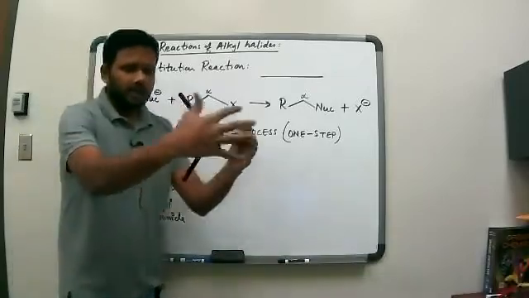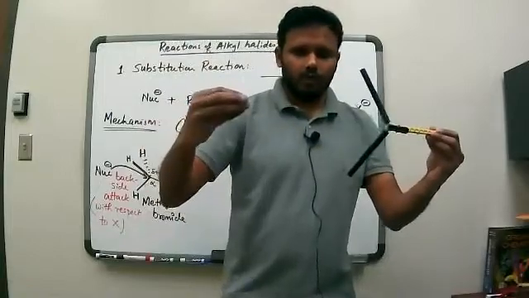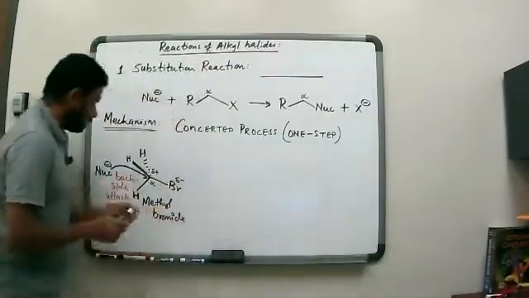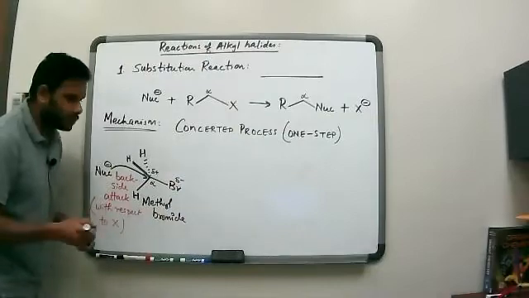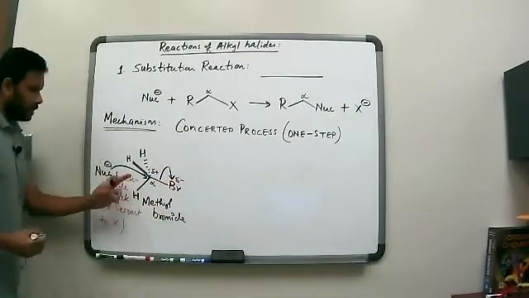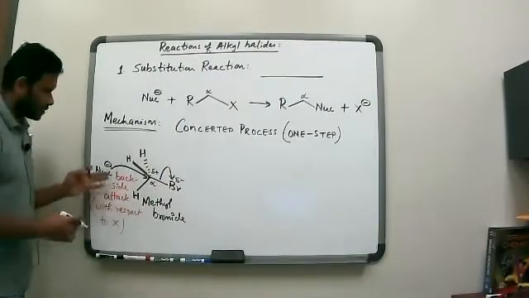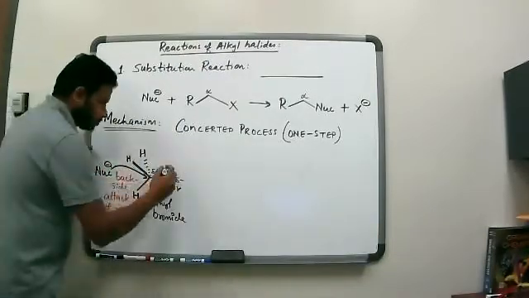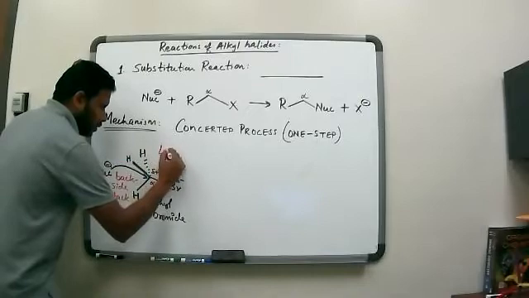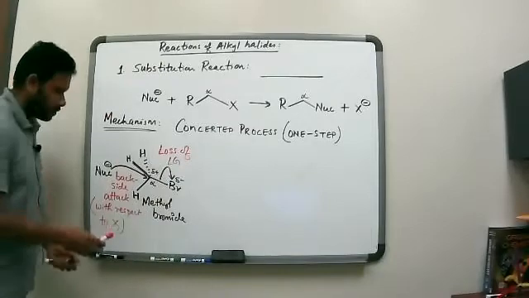Because this is an sp3 hybridized carbon, there's a lot of room here. So the nucleophile comes and attacks from the backside here. That is how this attack happens. And as that attack happens, at the same time, the bromine leaves with the electrons. So both of these processes are happening at the same time. There's an attack, and we have loss of the leaving group. They are both happening at the same time.